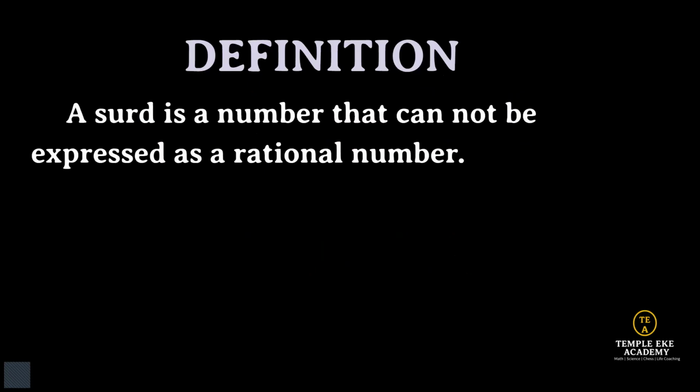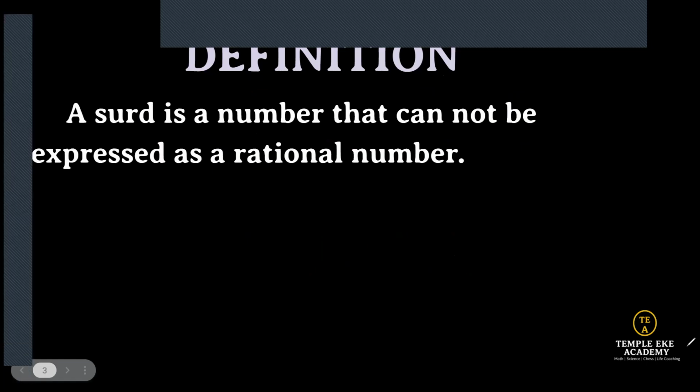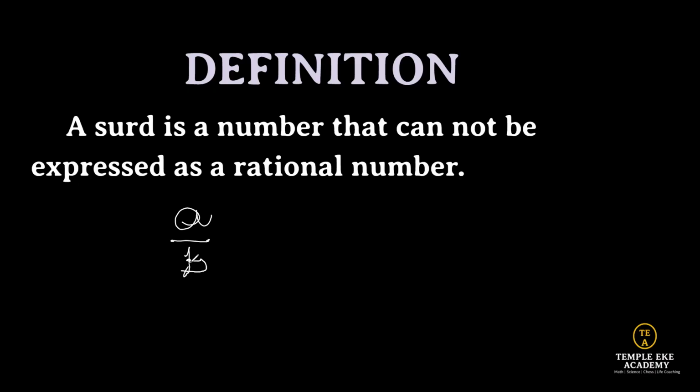A surd is a number that cannot be expressed in rational form, cannot be expressed as a rational number. What does that mean? We need to understand what a rational number is. A rational number has the general form A divided by B, can be written as a fraction of this nature, where A and B are whole numbers, integers. So this is a rational number. Now, surds cannot be expressed in this form as a rational number.